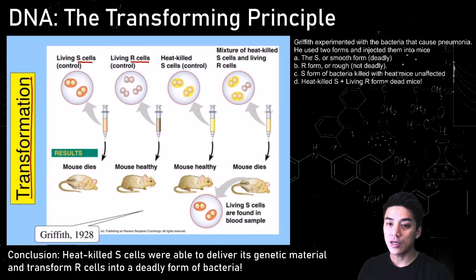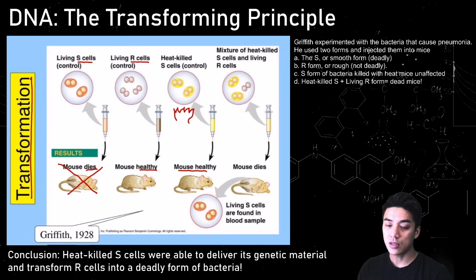If you inject S cells into the mouse, it dies because it's the deadly form of the bacteria. And if you inject living R cells into the mouse, it stays healthy. So next, what he did was he would kill the S cells with heat. He would treat it with heat, and he would then collect the sample and inject it into the mouse. And the mouse was healthy, so it actually survived the S cells.